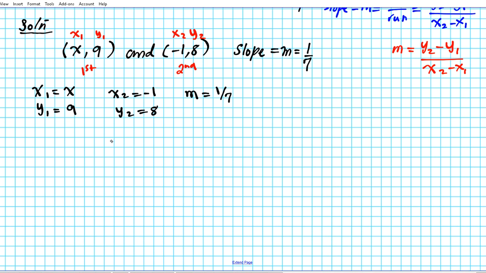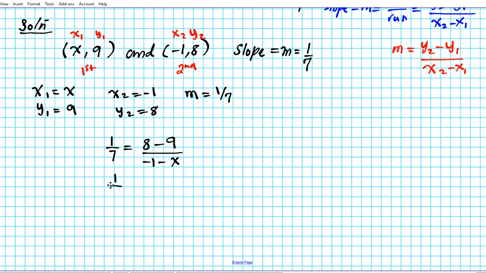We start with m. M is 1 over 7. 1 over 7 equals y2, which is 8, minus y1, which is 9, divided by x2, which is negative 1, minus x1, which is our unknown x. So now we have an equation. We're going to go ahead and solve this. So we notice that we have a variable term in the denominator. Okay? So we'll have to fix that. But before we do that, let's simplify this equation as much as possible first.